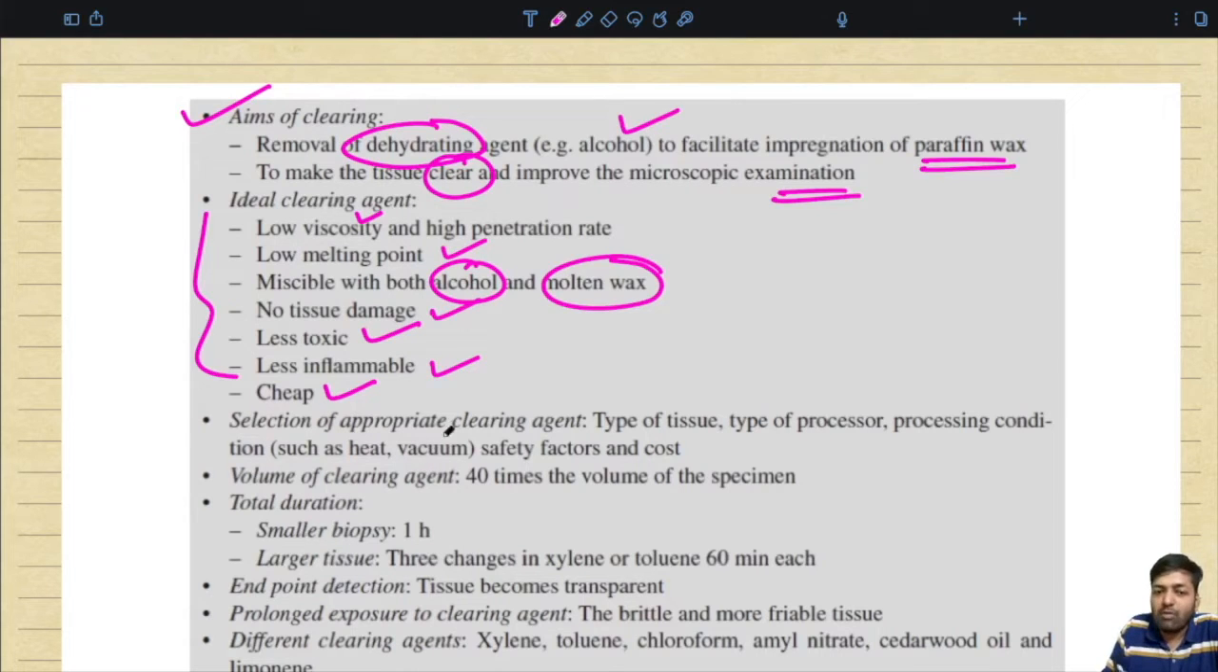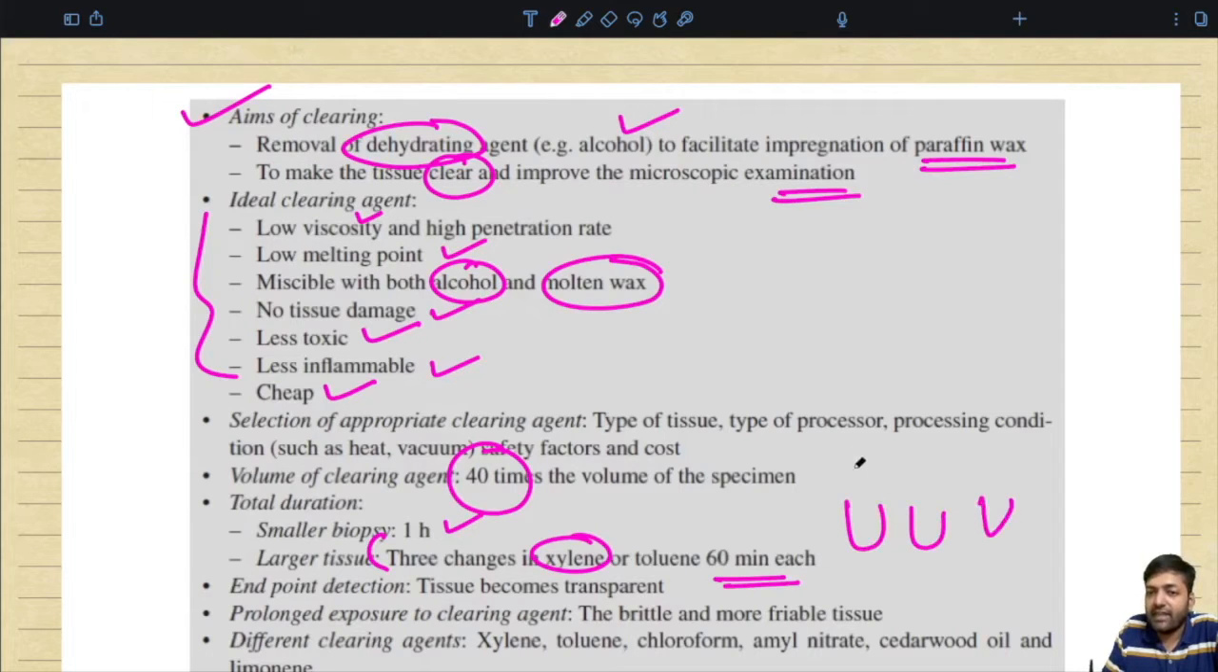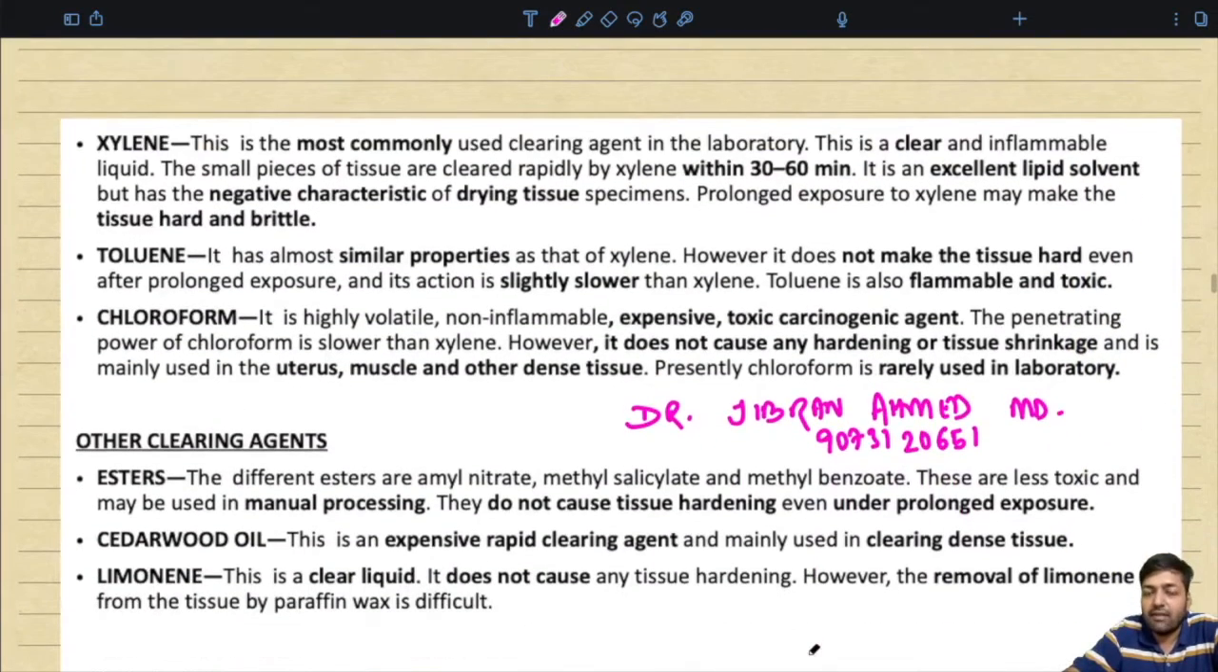Now, the volume of the clearing agent required is 40 times the volume of the specimen. Smaller biopsy is kept for 1 hour, whereas for larger tissue, there should be 3 changes in xylene for 60 minutes each. Okay, so there should be 3 xylene and 1 hour, 1 hour, 1 hour in each xylene, for larger tissue. End point is when the tissue becomes completely transparent. Now, prolonged exposure to the clearing agent can again make the tissue brittle and more friable. Now there are different kinds of clearing agents, like xylene, toluene, chloroform, amyl nitrate, cedar wood oil and limonene. Let us see the individual agents.